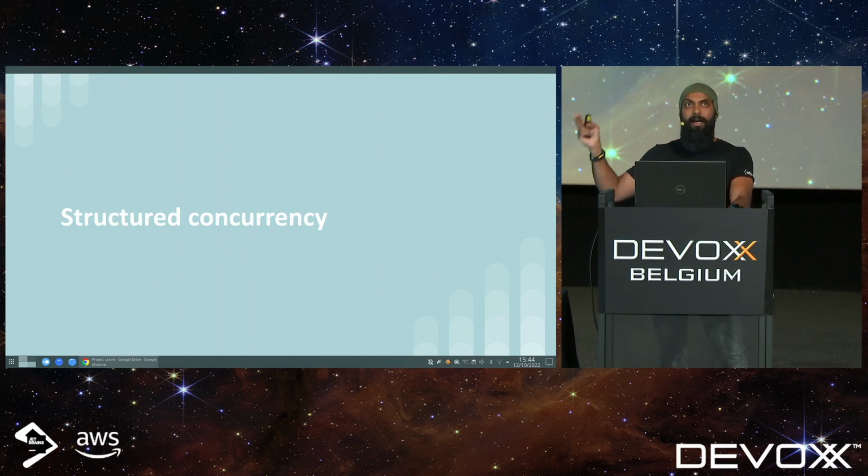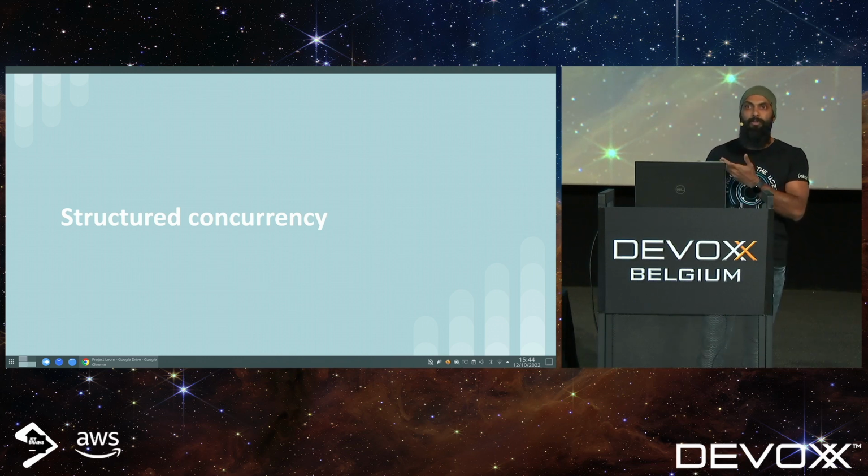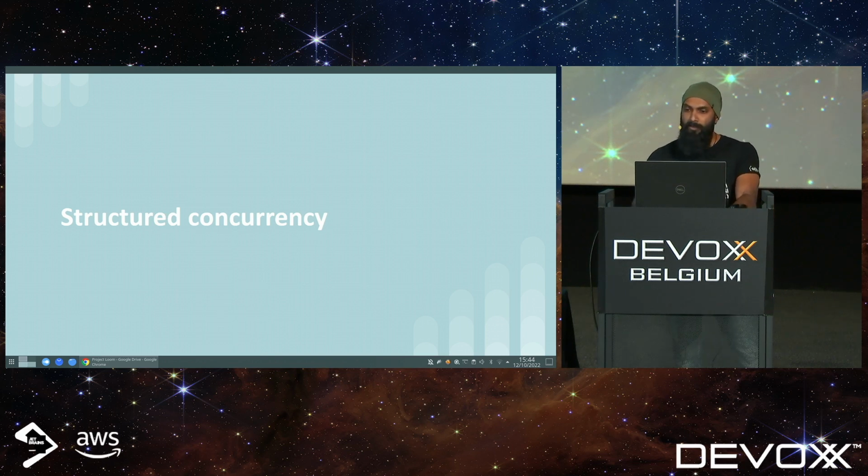Please note that unlike virtual threads, which is a preview feature, structured concurrency is an incubator feature. That means you cannot run it just by adding the enable preview flag. You have to add the incubator modules for that. So structured concurrency might undergo more changes than virtual threads in the coming versions.